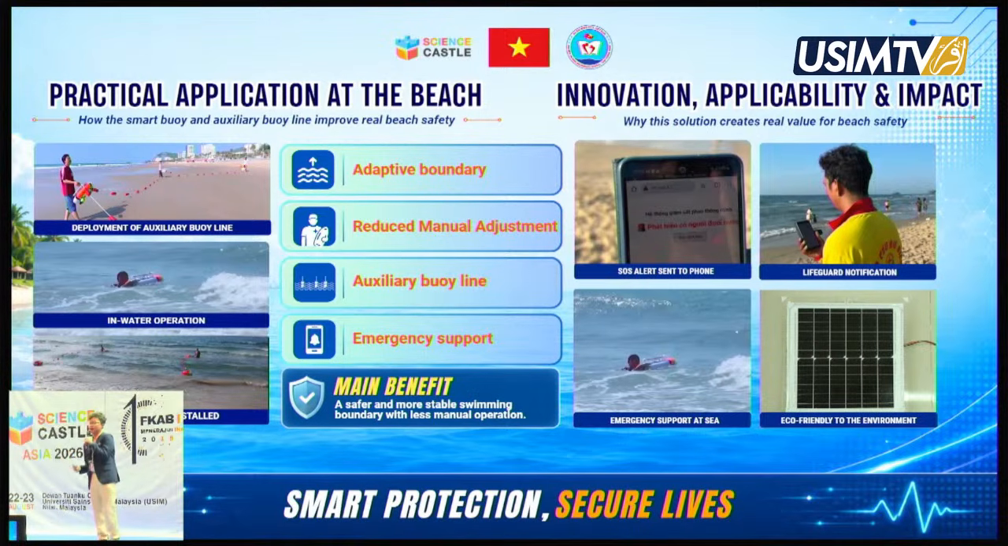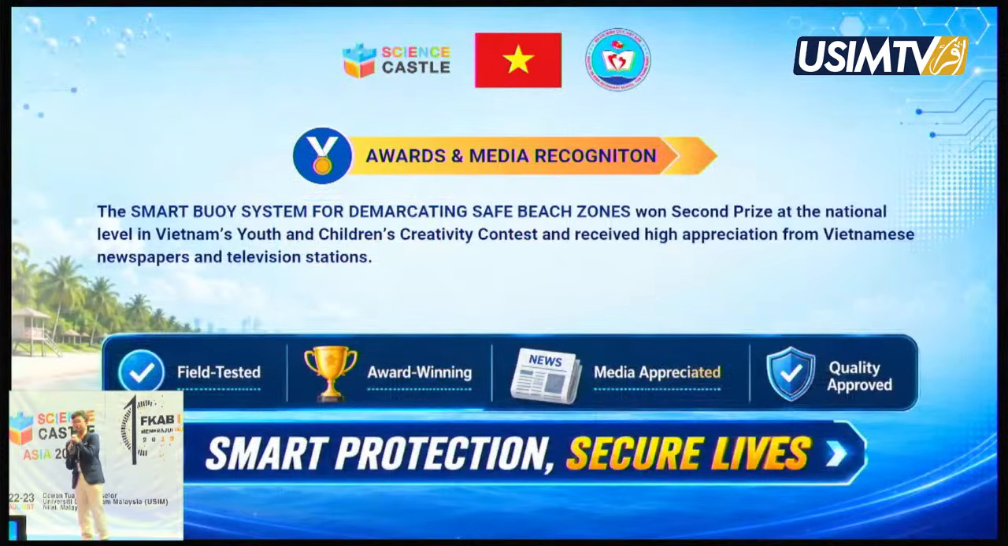The Smart Buoy prototype has also received recognition through winning the second prize at the national level of the Children's Youth and Innovation Contest. It is also highly appreciated by the Vietnamese newspapers and television. Moreover, it shows that the idea has real social value and potential for further expansion.